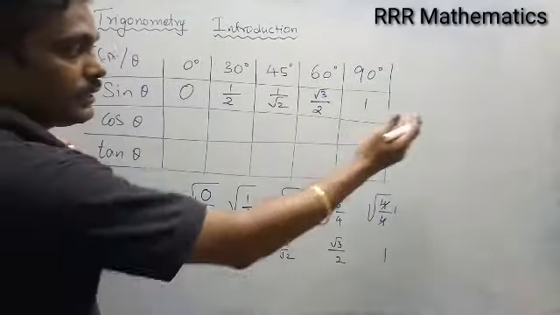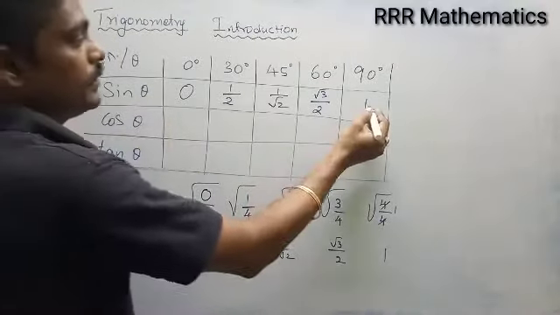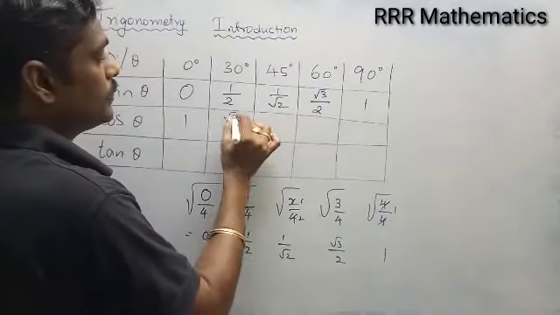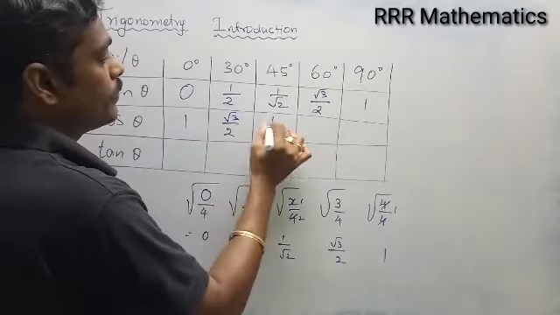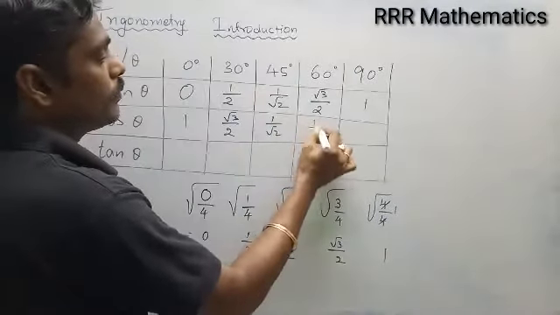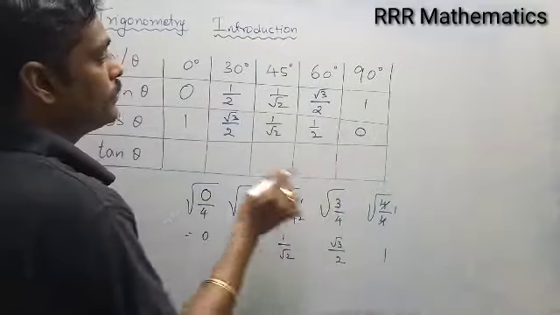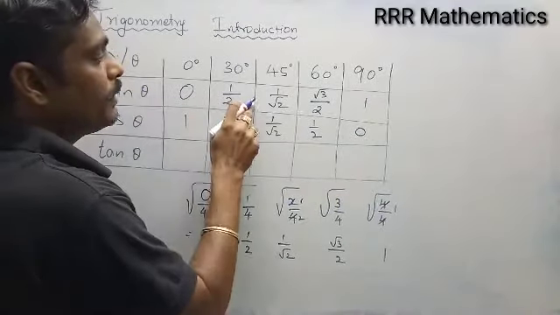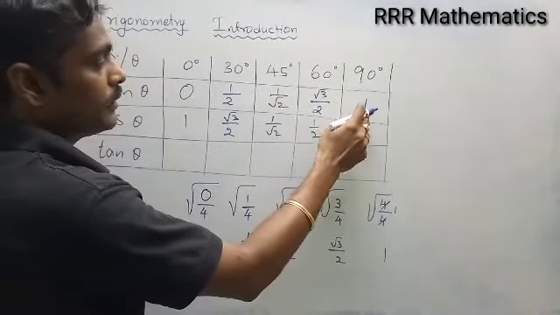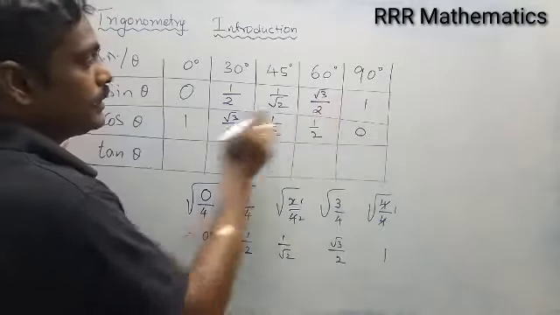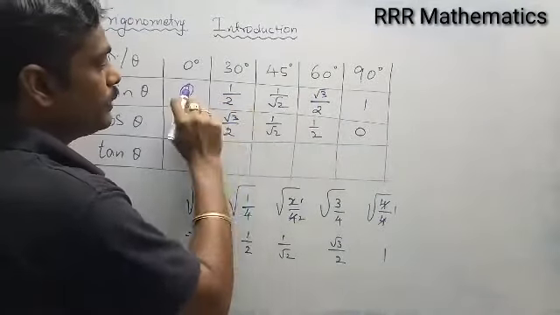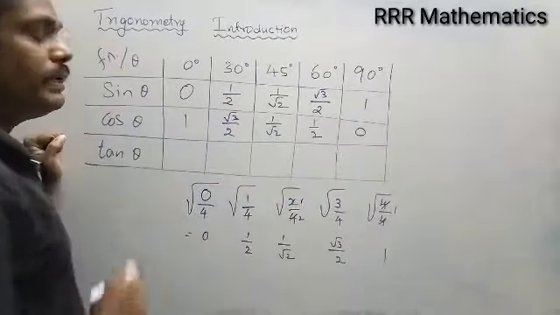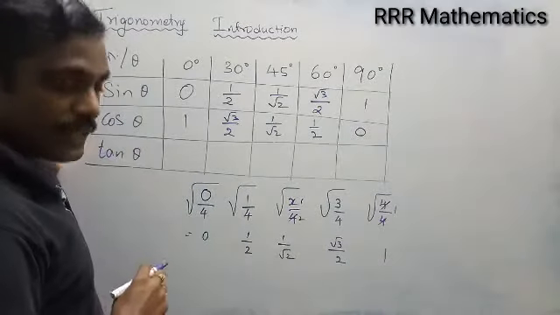For cos theta, it is the reverse of sine. 1 will come here, then root 3 by 2, 1 by root 2, 1 by 2, 0. You are writing 0, 1 by 2, 1 by root 2, root 3 by 2, 1 for sine; for the reverse of this, 1, root 3 by 2, 1 by root 2, 1 by 2 and 0 will be cos theta. What is tan theta?